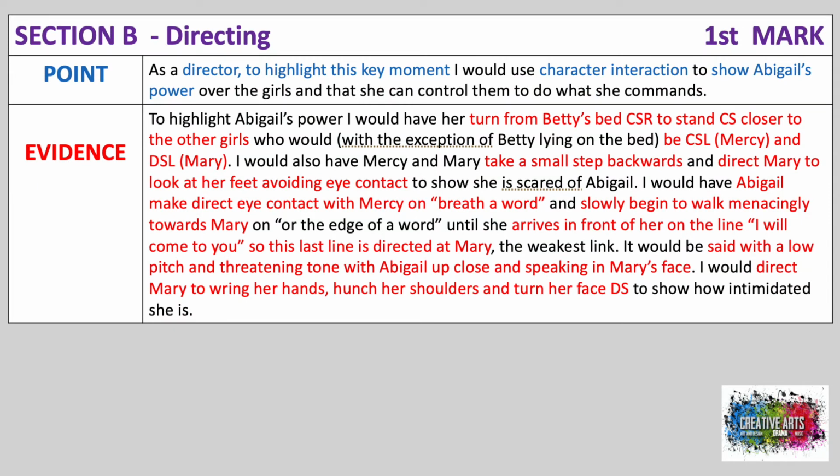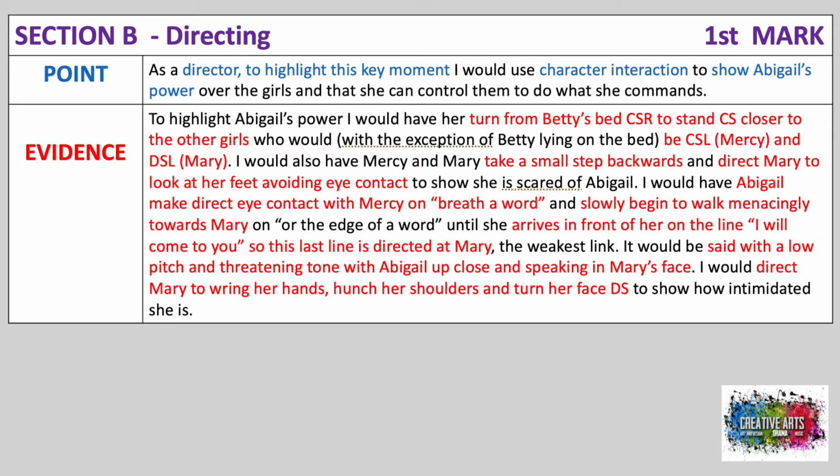Now let's move on to evidence. So this is where you really describe what you as a director would tell your actors to do. In this section, it's really important that you're detailed, clear, descriptive, and that you use lots of accurate theatrical terminology. This is really where you show your knowledge, and this is what's going to gain you the marks. To highlight Abigail's power, I would have her turn from Betty's bed, centre stage right, to stand centre stage closer to the other girls, who would, with the exception of Betty lying on the bed, be centre stage left, Mercy, and downstage left, Mary. I would also have Mercy and Mary take a small step backwards and direct Mary to look at her feet, avoiding eye contact, to show she is scared of Abigail.